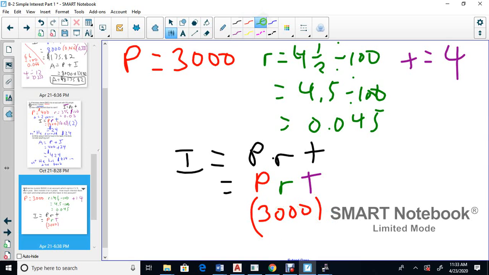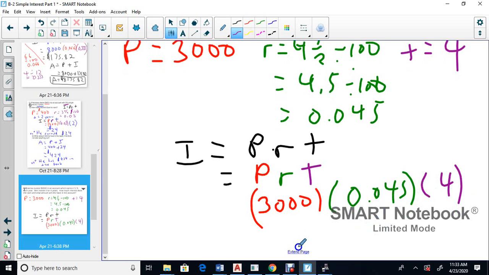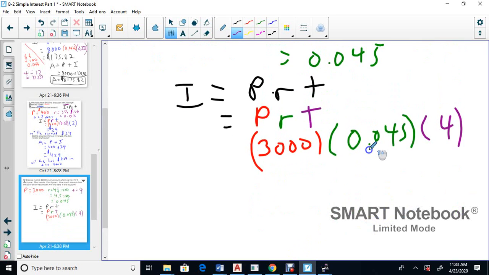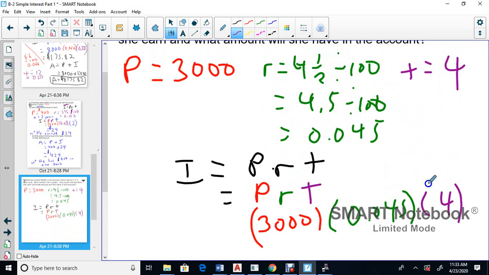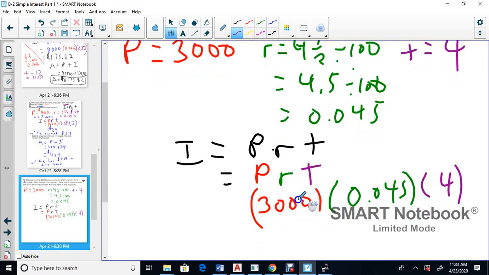Okay, the green one is our rate, 0.045. And the purple one is our time, 4. Let's scroll down so you can see. If you don't know where I got it, again, the purple, the time, is 4. The rate or the percent is 0.045 as a decimal. And our principal is 3,000.